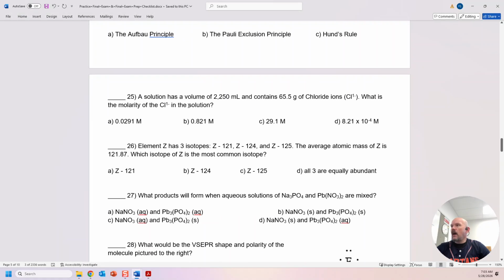All right, so they give us the volume of a solution, they give us how much chloride we have in it, and it asks for molarity. So we just have to remember molarity is moles over liters. So we're going to have to convert this to liters, and we're going to have to convert grams of chloride ions to moles of chloride ions.